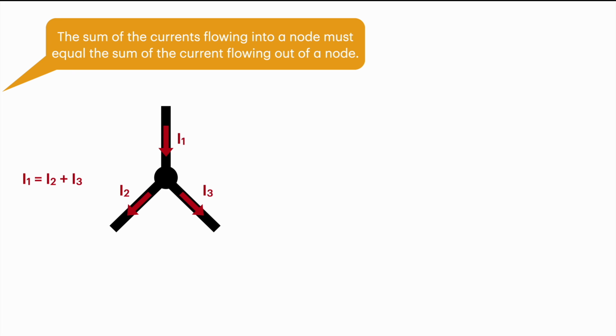When we look at the analogy with water, if you have water flowing into an intersection, it flows out of the intersection via I2 and I3 in this case. So the total flow of water or of electricity in I2 and I3 must equal I1 that goes into it, because we can't create energy out of nowhere.